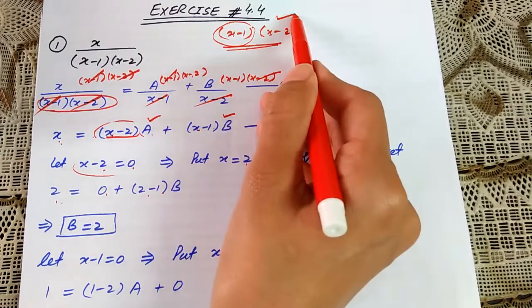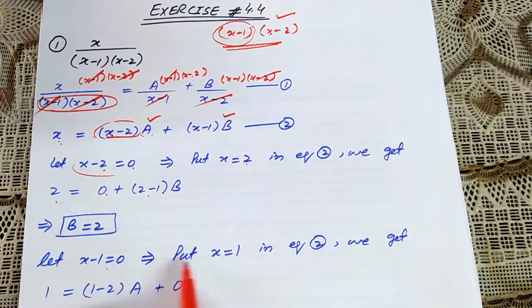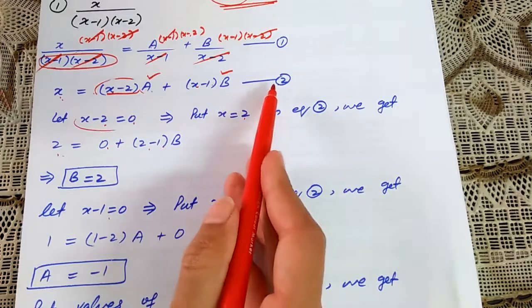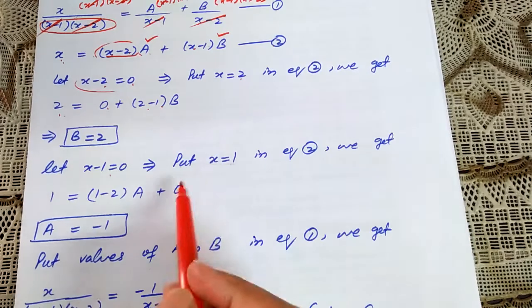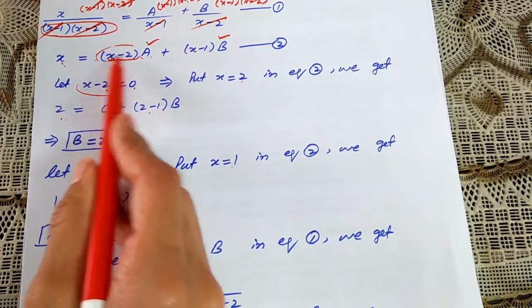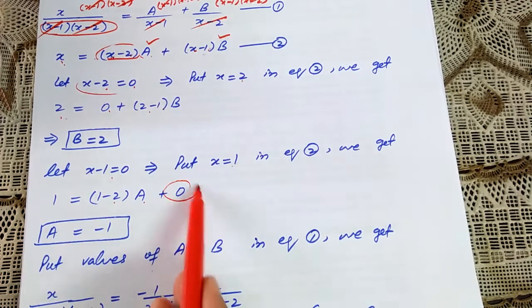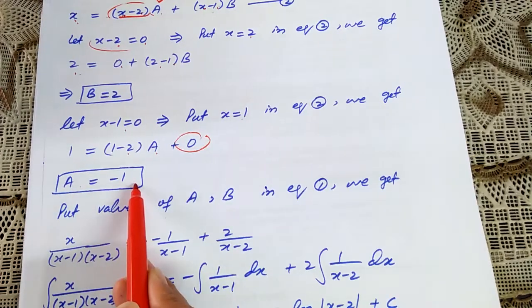Now I have considered this one. Now let x minus 1 equal 0. So I get x equals 1. So put it in equation number 2. After putting x equals 1 in equation number 2, here I will get 1 minus 2 will be minus 1a, and 1 minus 1 will be 0. So I got 0 here. So a equals minus 1.